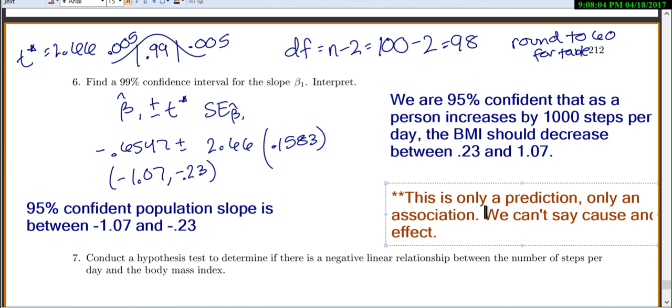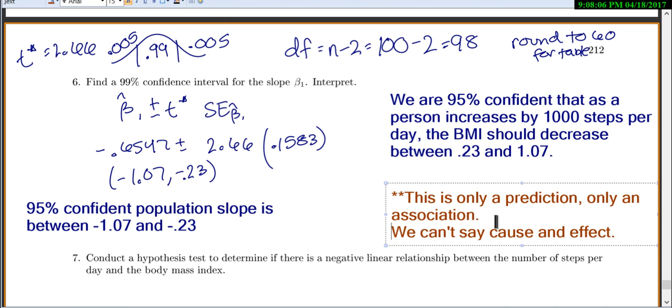We can't say if you increase your steps per day, you will decrease your BMI. And we also can't say that it's the steps causing this decrease in the BMI, just that these two things are related and we can make predictions.